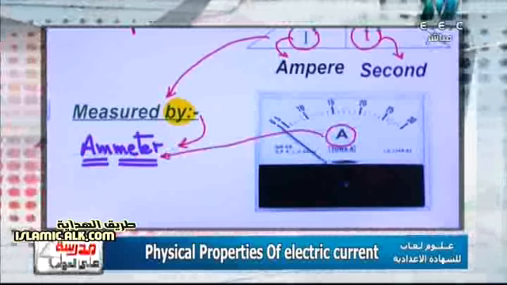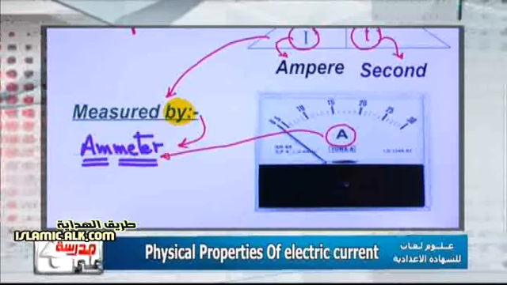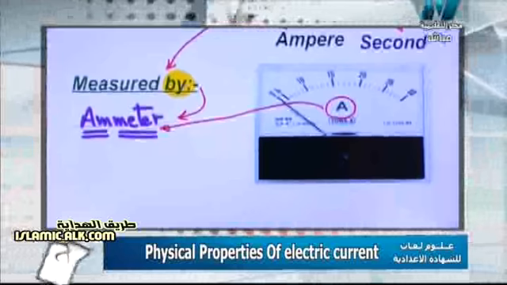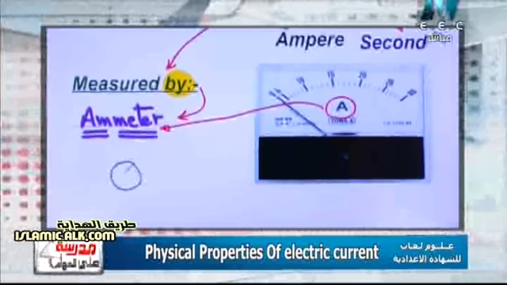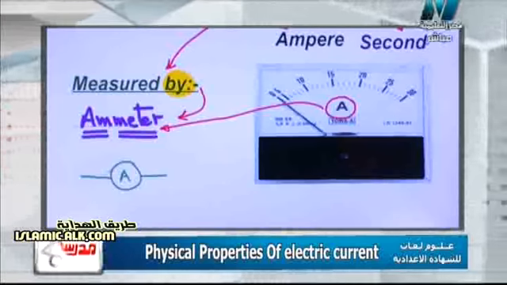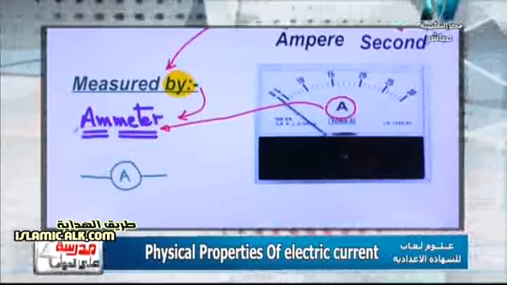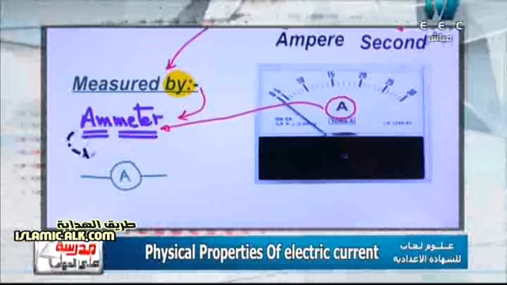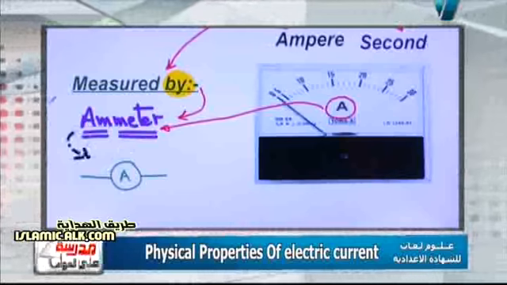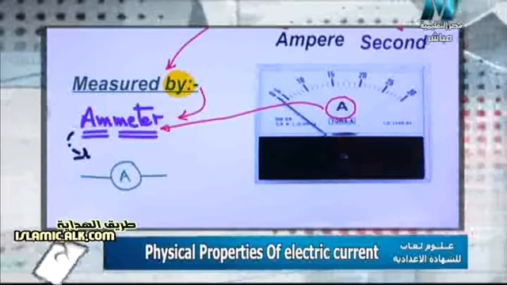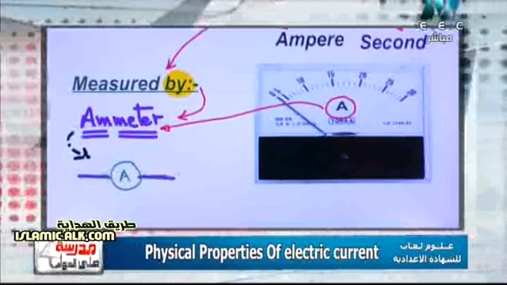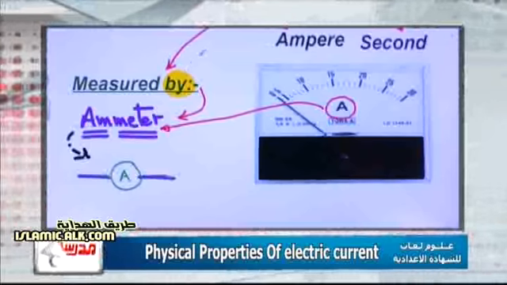Okay, and we have to be careful, we can draw by hand the ammeter in an electric circuit, as you see here: A in a circle, and we have two electric wires. The symbol of the ammeter is this circle with a capital A inside the circle, and two lines as electric wires from both the left and right sides.